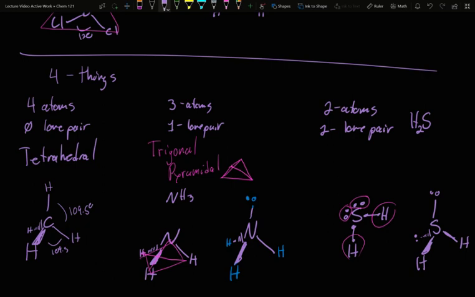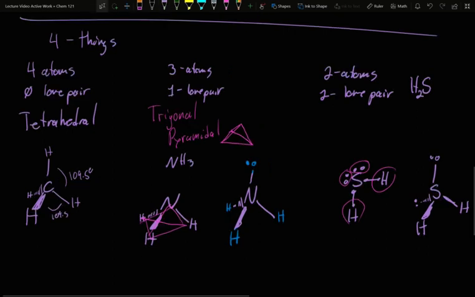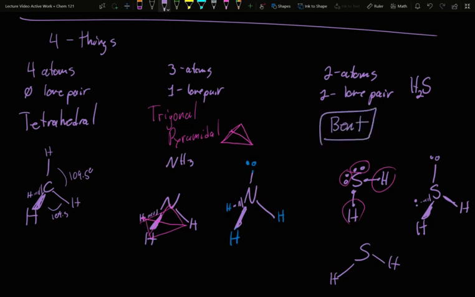Well, those lone pairs can't be seen by the X-rays, and so all we really saw was a sulfur, hydrogen, hydrogen. It looked bent again, and so the name for this is bent. If you have 4 things, 2 atoms and 2 lone pairs, your geometry is bent. If you have 4 things, 3 atoms, and 1 lone pair, your geometry is trigonal pyramidal. And if you have 4 things and they are all atoms, you are tetrahedral.